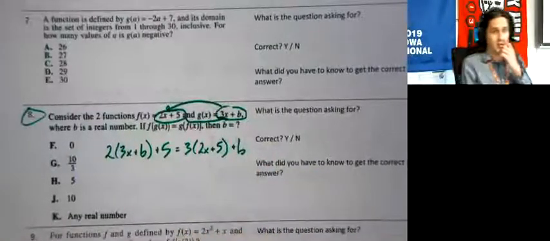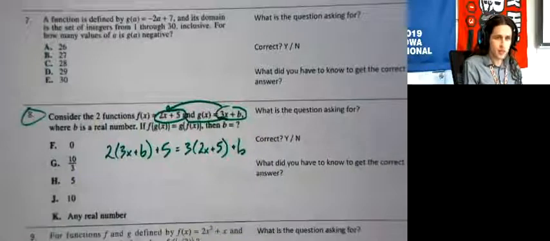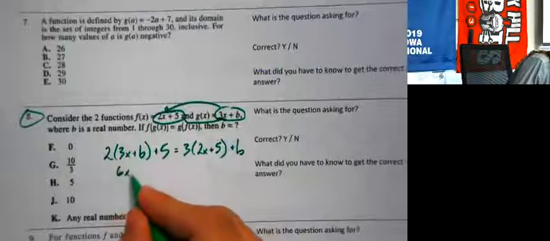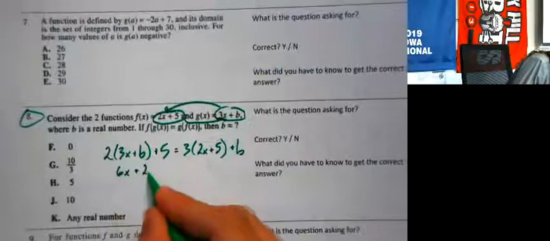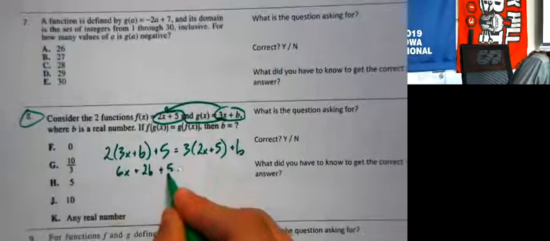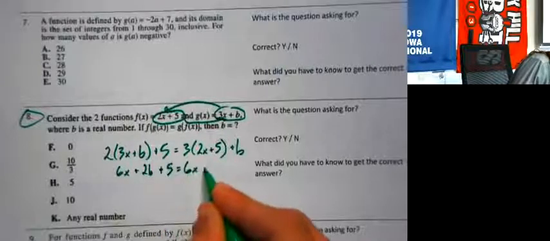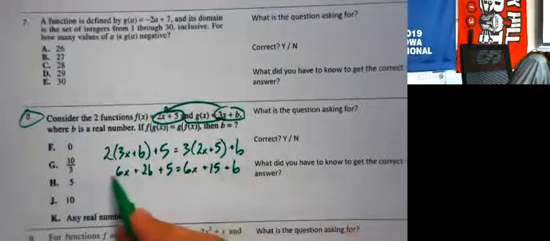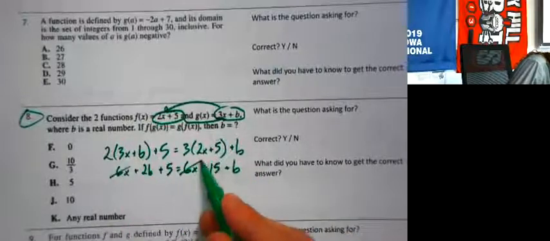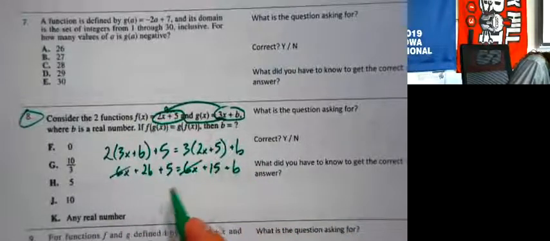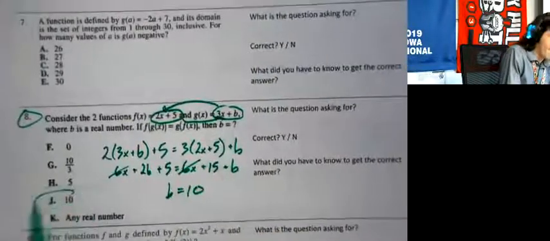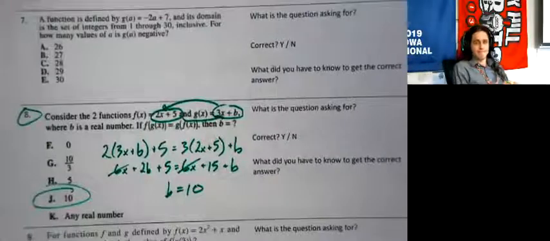They told me they were equal, so let's set them equal. What's b? I don't know. Let's figure it out. 6x plus 2b plus 5 equals 6x plus 15 plus b. And I see 6 x's on both sides. Those go away. Subtract a b over. B is going to end up equaling 10 after a little bit of work.